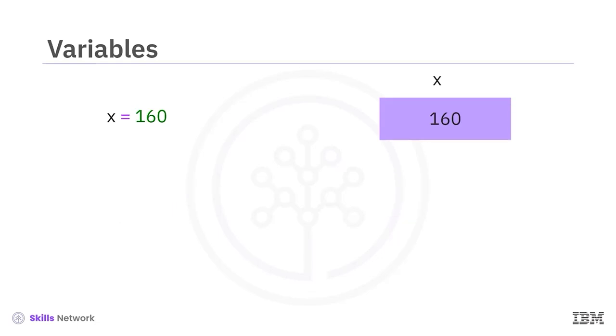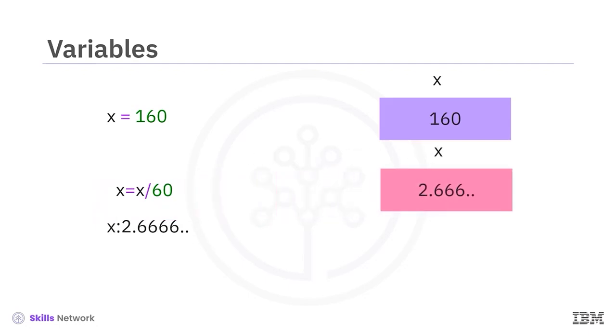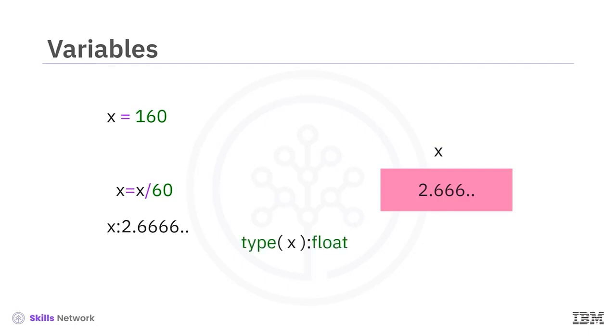We could also perform operations on x and assign the value to x. The variable x now has a value of 2.666. As before, the old value of x is not important. We can use the type command on variables as well.